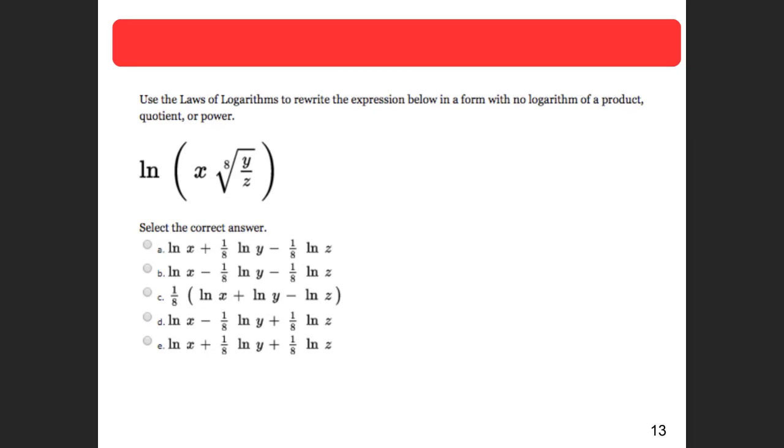It says use the same directions. I don't want any products, quotients, or powers, so I'm going to rewrite this. And this is where the rules are pretty easy. It's just being able to break this stuff up. So I've got natural log of x times y to the 1/8 over z to the 1/8. So this is multiplication, so I'm going to break it up into two different problems.